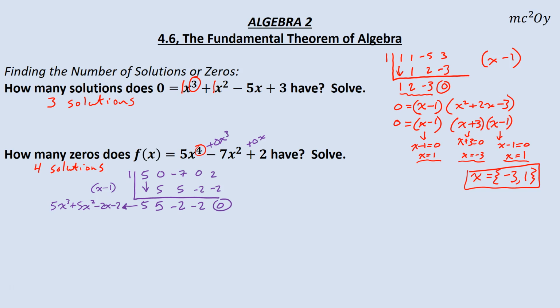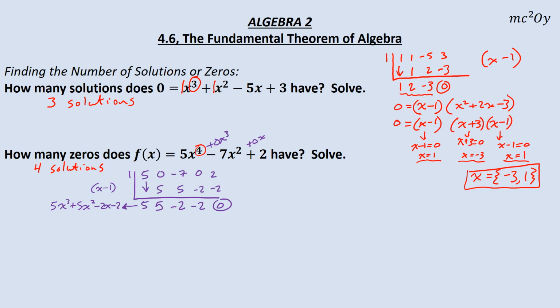And so what I want to do is, once again, probably use synthetic division. I'm going to test again to see if 1 goes into it. Well, 5 plus 5 is 10, negative 2 and negative 2 is negative 4. That gives me a remainder of 6, so 1 doesn't go into it.